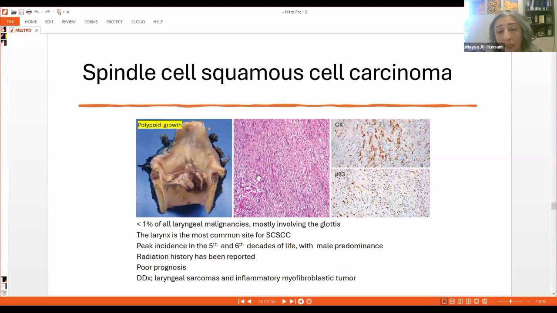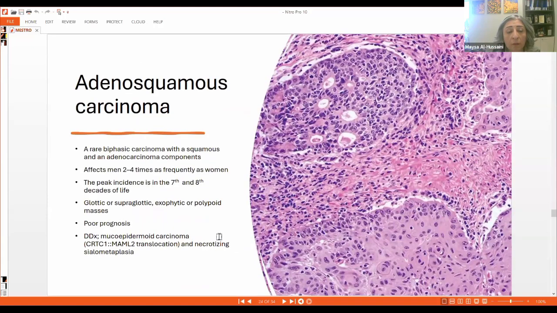For us pathologists, we see spindle cell proliferation. We have to do immunohistochemistry, in particular cytokeratin and P63, in order to confirm that this tumor is carcinoma and not sarcoma. One important clue is actually the overlying dysplasia. If we have an overlying dysplasia in the surface epithelium, this is the best clue that we're dealing with spindle cell squamous cell carcinoma rather than laryngeal sarcomas, which are associated with a poor prognosis.